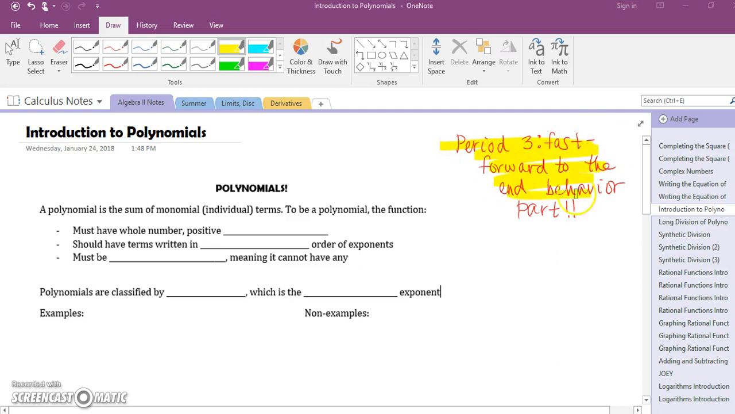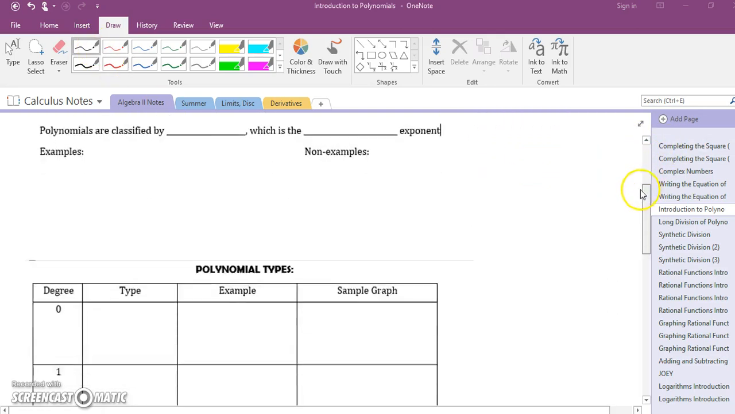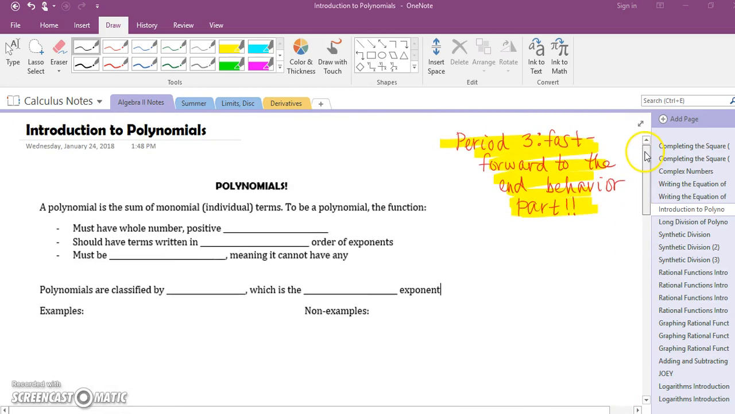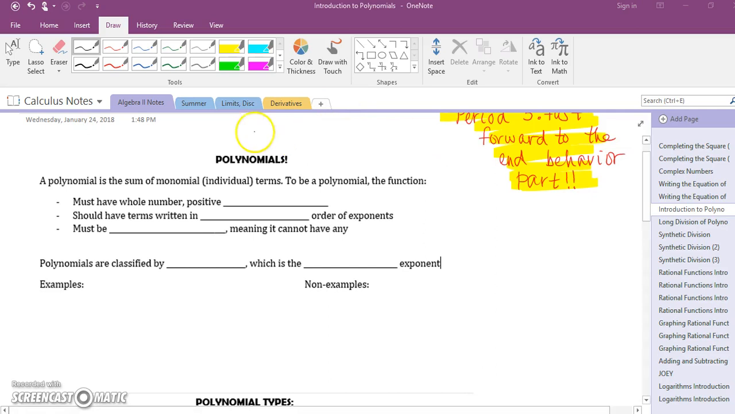Period 3, please see this note here. Period 7, you're watching this entire thing because all you did is tape these in your notebook. If these are not taped in your notebook, this one goes first, and then this little one's going to go second. Alright, so let's talk about what a polynomial is here. So this is only period 7 right now.